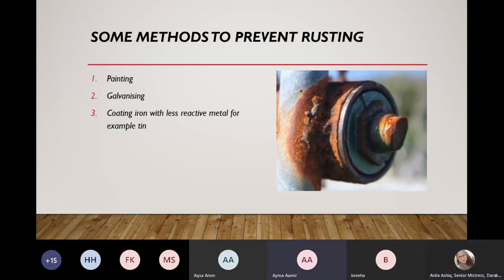It oxidizes the iron and it converts carbon monoxide into carbon dioxide.